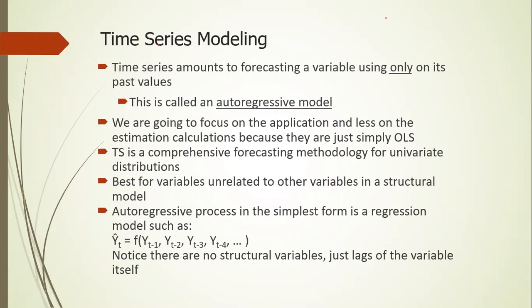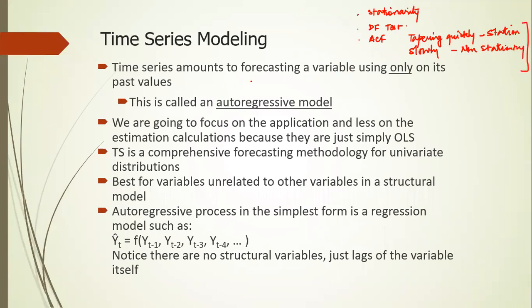So till now, what have we discussed? We discussed what stationarity is. We discussed the Dickey-Fuller test for testing stationarity. And we also discussed the ACF function. We know that if it is tapering off quickly, then it is called stationary, or if slowly, then it is called non-stationary. This is what we've covered so far.